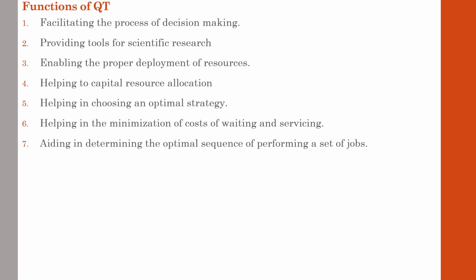Next one, aiding in determining the optimal sequence of performing a set of jobs. As I have mentioned earlier, there are a number of tools. Their ultimate objective is either to maximize profit or minimize cost. And QT helps the organization in determining the optimal sequence of performing a set of jobs so as to earn maximum profit or minimize cost. So these are the major functions of QT.